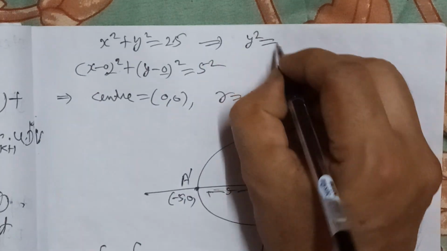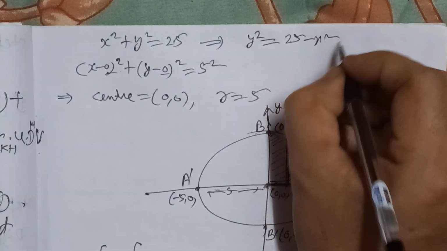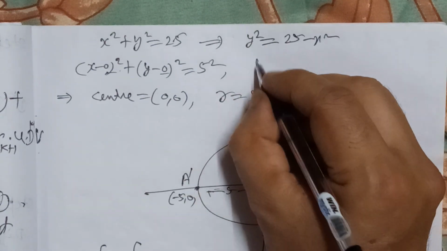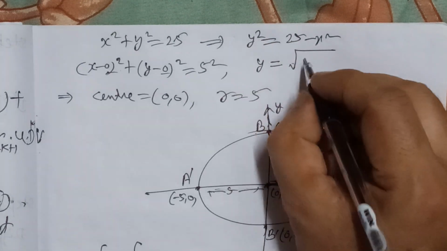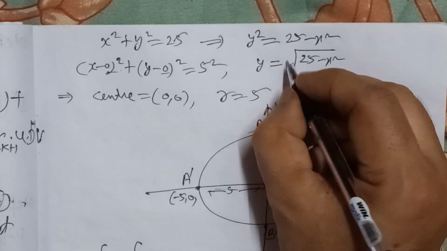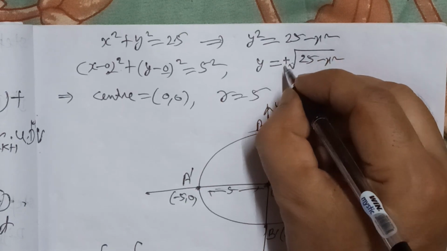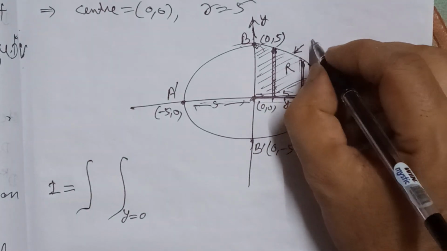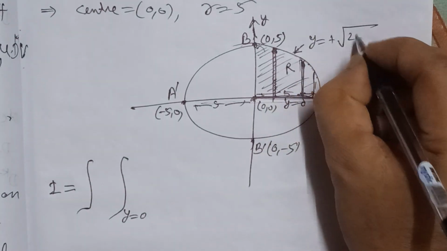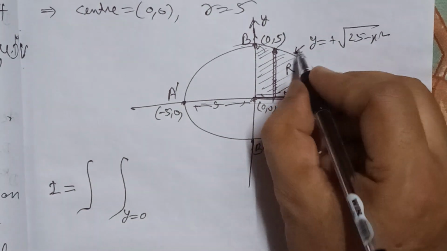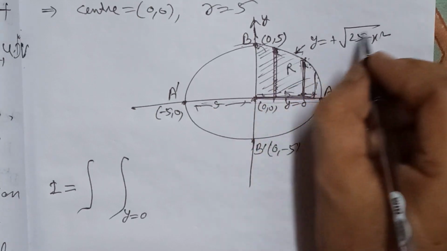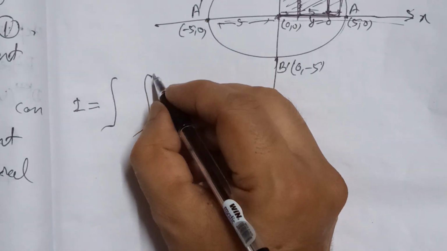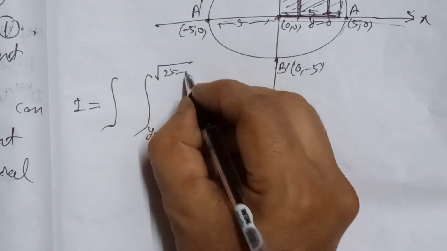If we find y square, we get 25 minus x square, and if we find y, then we should apply square root on the right hand side. Square root has two values, plus and minus. For the first quadrant it is plus square root of 25 minus x square. This value of y is for all the strips. So the upper limit is square root of 25 minus x square.